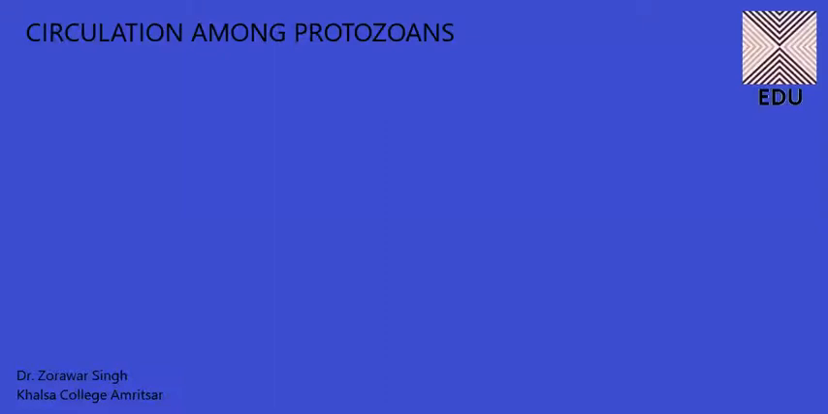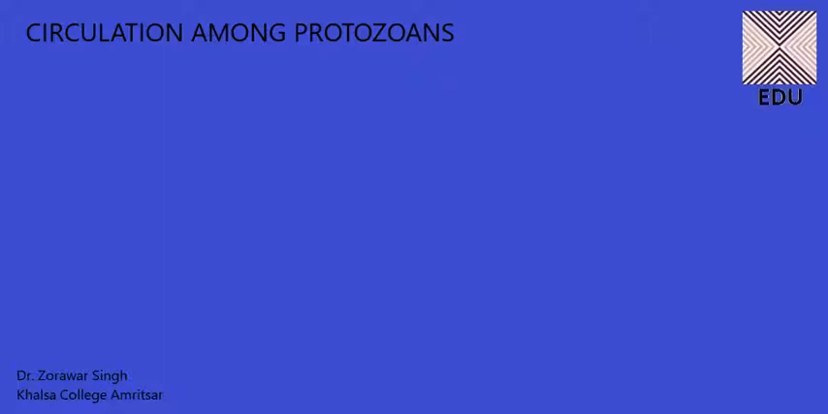Very good day, students. So today we are here for our very first topic in MSc semester 1 for the subject of functional organization of animals. Here I want to recall that we are starting with our unit second, which is the transport and circulation. This is the very first topic in unit second, and this topic is the circulation among protozoans.